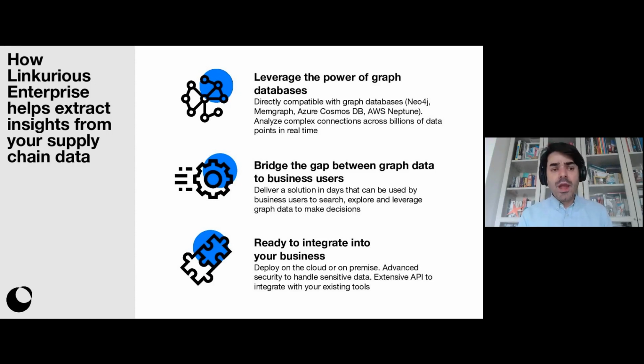There are three ways Linkurious Enterprise can help extract insights from supply chain data. First, with Linkurious Enterprise, you have the ability to leverage the power of graph databases. So it's directly compatible with graph databases such as Neo4j, MemGraph, Azure Cosmos DB, or AWS Neptune. What that means is that you can analyze complex connections across billions of data points in real time.